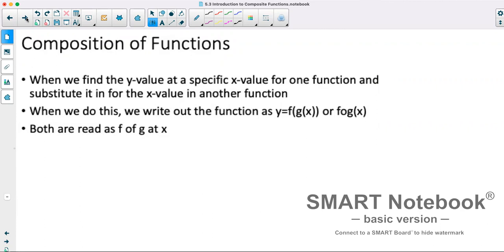the other function. There are two ways to write it out. We can write it as y equals f bracket g bracket x bracket bracket, or f of g bracket x. Both of these stand for f of g at x. This would be f of g at x. This would be f of g of x.